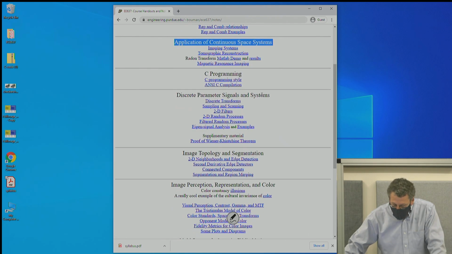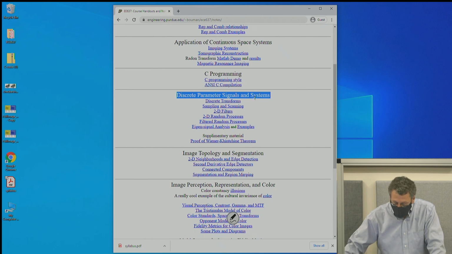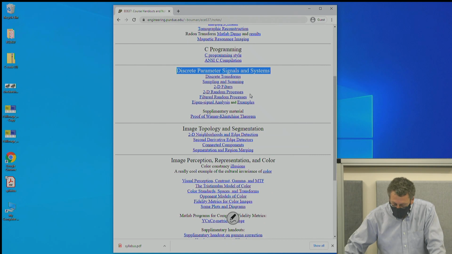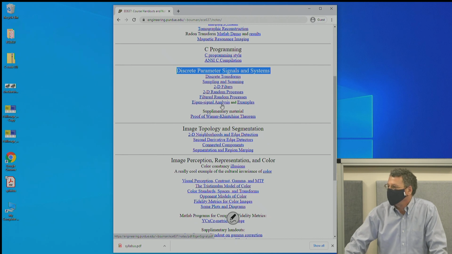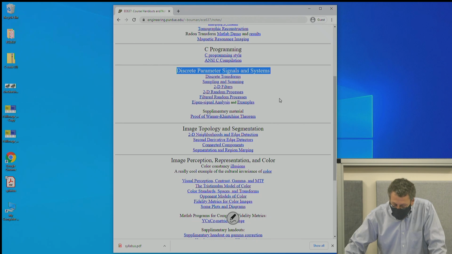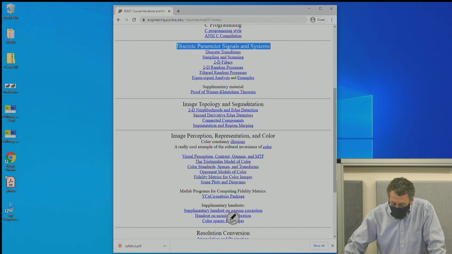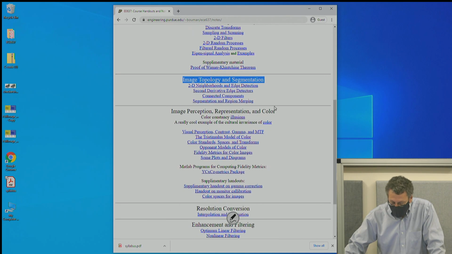And then we're going to get into discrete systems. We'll get into the sampling and discrete transforms, 2D discrete transforms, and we'll talk about eigenanalysis, which is really handy in high-dimensional systems. It's used a lot in data science and so forth. And there's an associated lab with that. Then we'll talk a little bit about image topology and segmentation. This is kind of a classical view of it. It basically helps organize your thoughts.